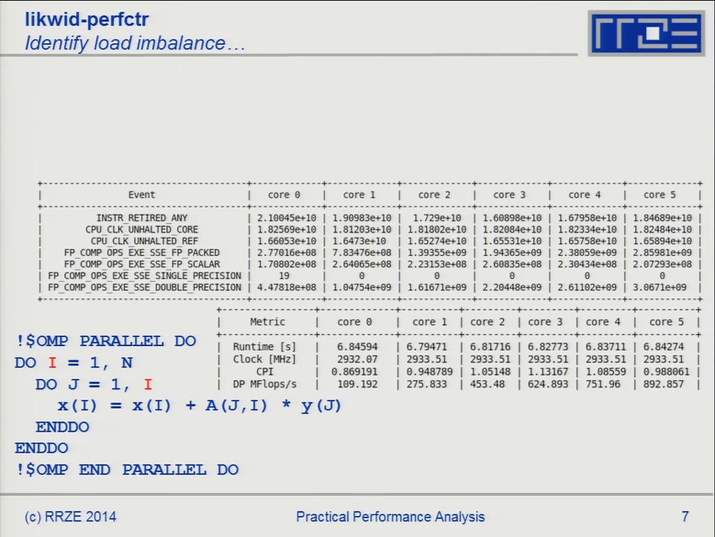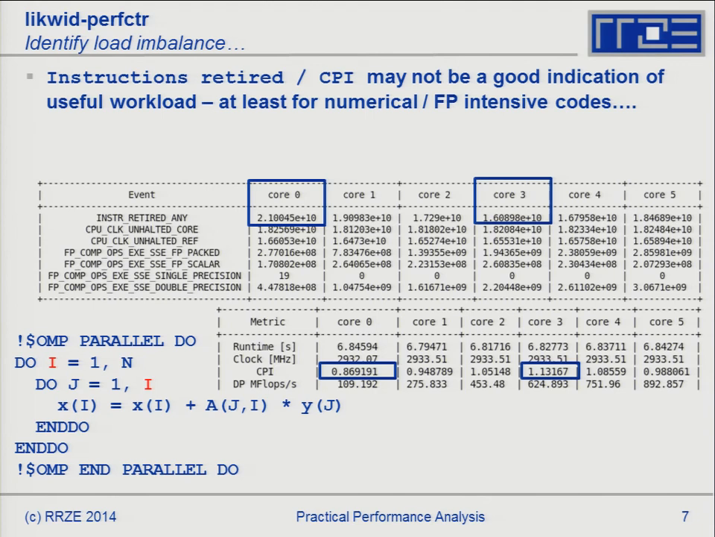Okay. Now you can think about what should I measure? What should I look at? I measure floating point instructions here, clock cycles, and instructions on these cores. So six cores here on one socket of the Westmere processor. And you see, actually, I expect that core 0 will have the least amount of work, and core 5 should have the highest amount of work.